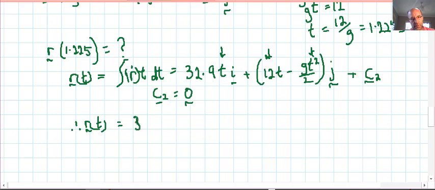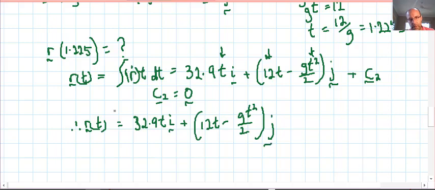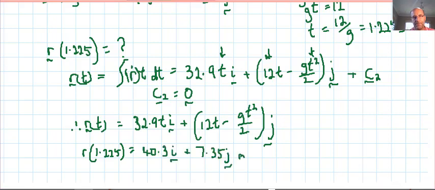So 32.9 t i plus the rest of it there. And we can go back now and substitute 1.225 in there like we wanted to before and get an actual value, a location position. So it's at 40.3i plus 7.35j meters. It's its location where it hits its max.